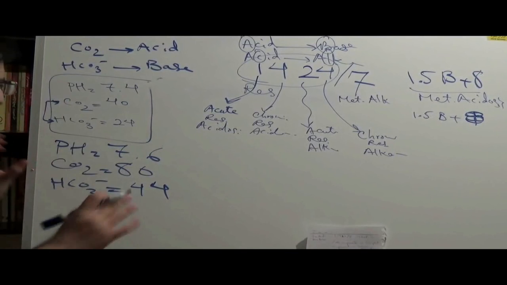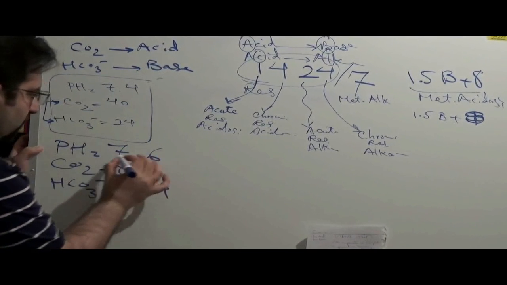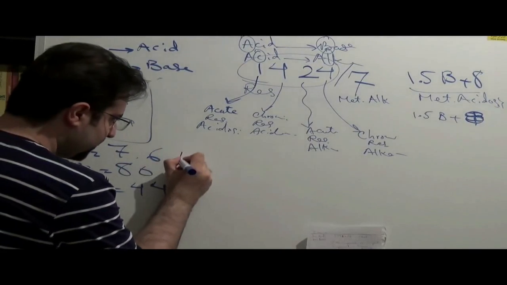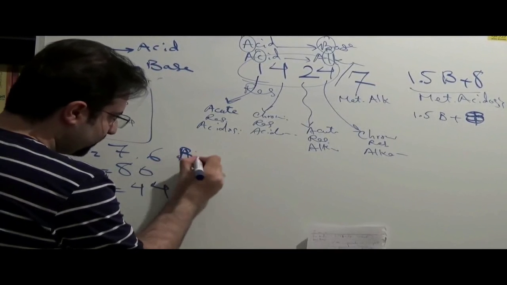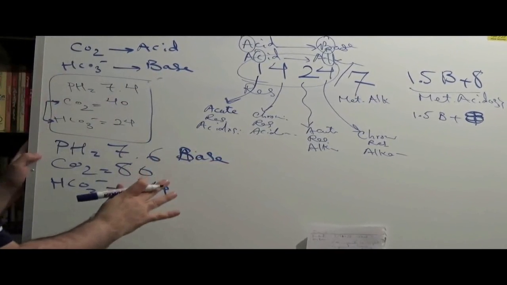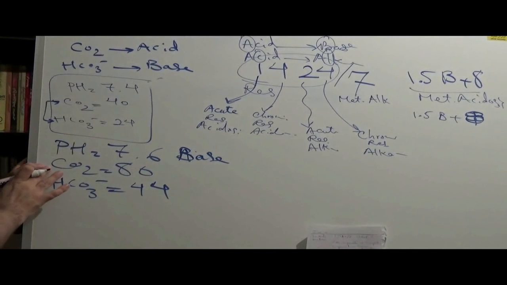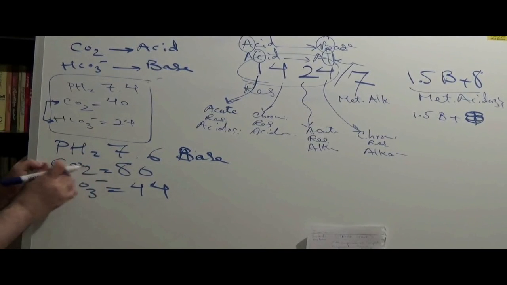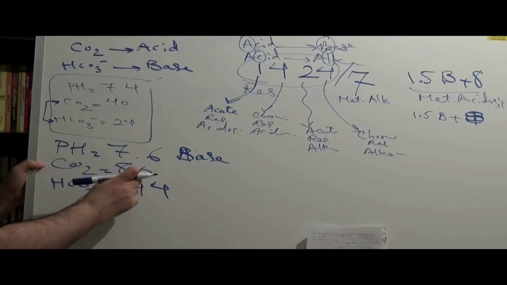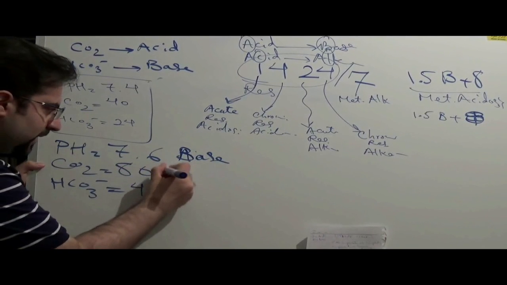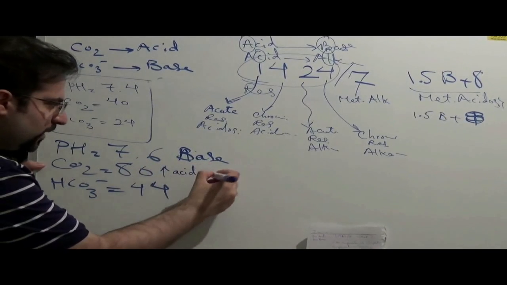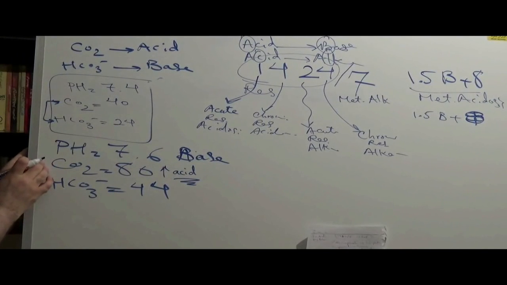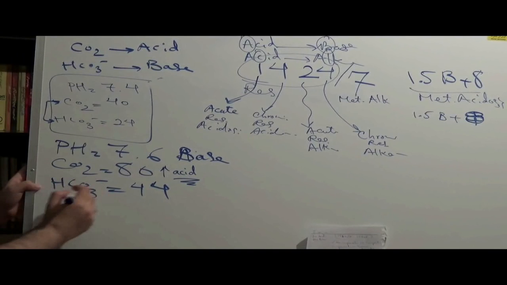pH is basic, 7.6 is basic, so this is alkalosis, for example. This is base. We said that CO2 is acid in the body, the normal range for CO2 was 40, but now it's 80, so it is increased in acid, so it is acid. So here we have an acidic problem, and here we have an increase in the base.